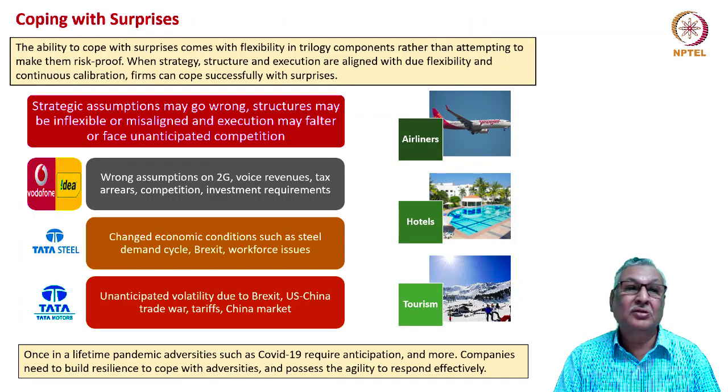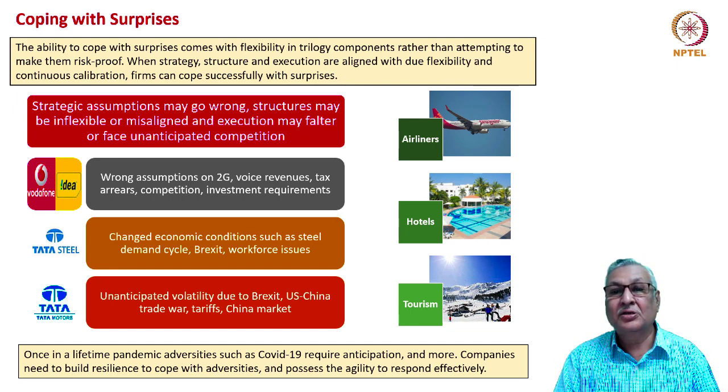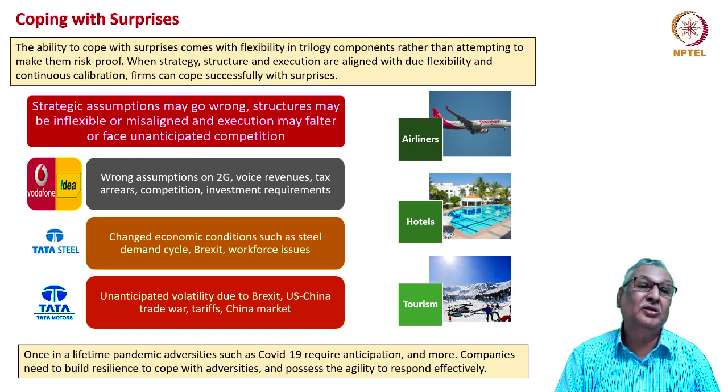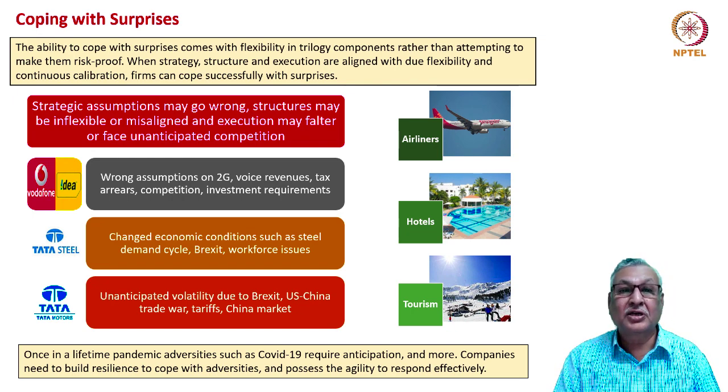It doesn't mean that there would not be surprises. To cope with surprises, we need to have flexibility in the trilogy components of strategy, structure, and execution, rather than attempting to make them risk-proof. When strategy, structure, and execution are aligned with due flexibility and continuous calibration, firms can cope successfully with surprises.